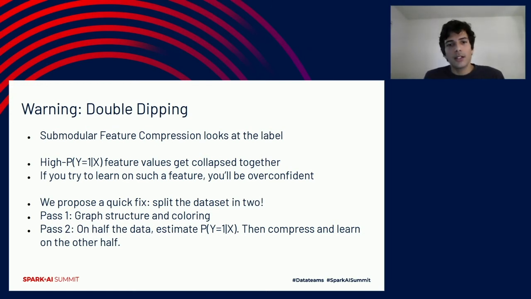One warning in applying this method blindly is that in order to compute these conditional probabilities, you actually need to look at the label. And this poses a risk of something called target leakage. Because you're cheating and looking at the label ahead of time, you can't reuse that sample for training your machine learning model. So it's important to split your data set: one half to do this compression and the other half for learning.